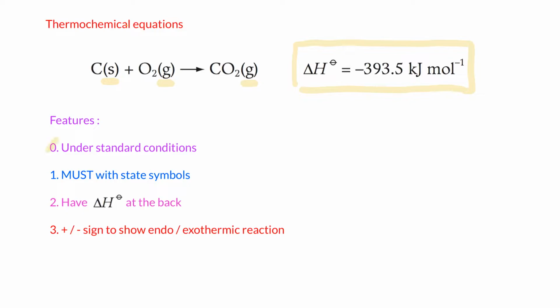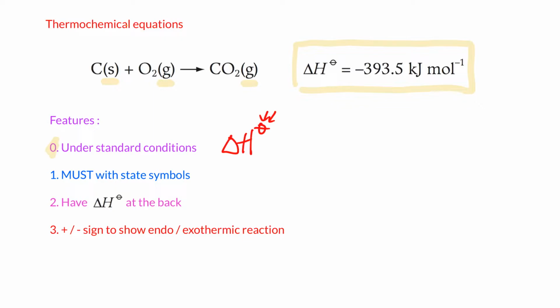First of all, I put it as 0: the equation is not necessarily under standard conditions, but most of the time we'll talk about standard conditions. Standard conditions are represented by this symbol here. This means that it is under standard conditions, making the whole reaction replicable. Others can do it one more time.